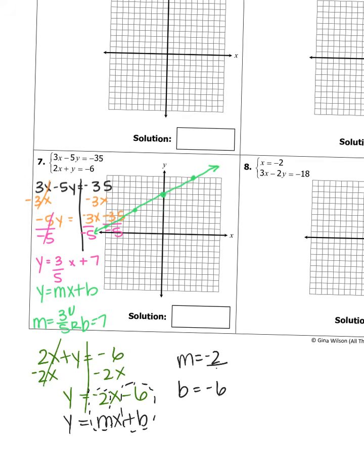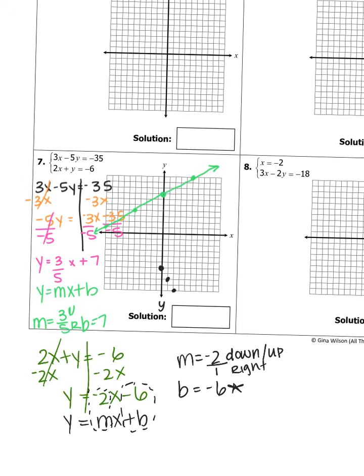So remember, this is the same thing as -2 over 1. And the b is where you start on the y-axis. So I'm going to go down 6. Then I move my slope. So negative on top is telling me to move down 2 and right 1. So down 2, right 1. Down 2, right 1.